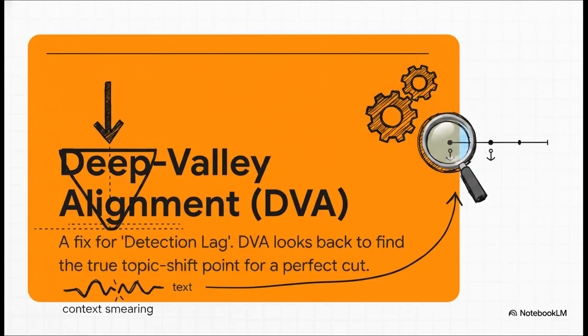But there's a tiny problem with AVT on its own, something called detection lag. By the time the system notices the similarity has dropped, the topic might have already started changing a sentence or two ago. This can cause a bit of context mirroring.